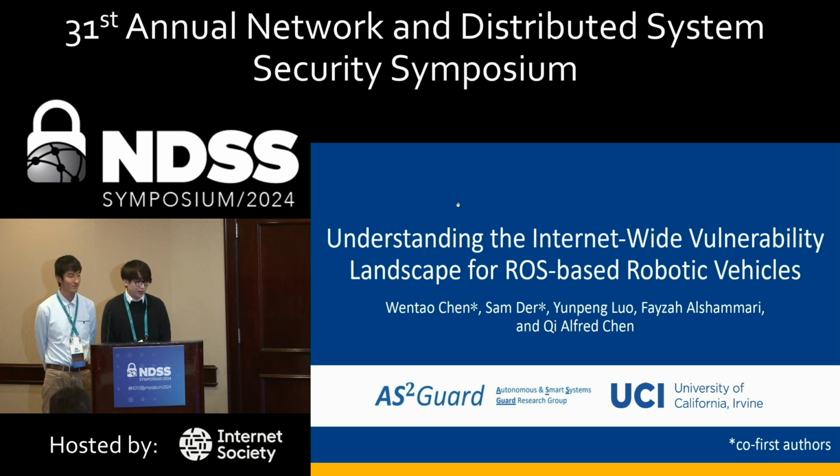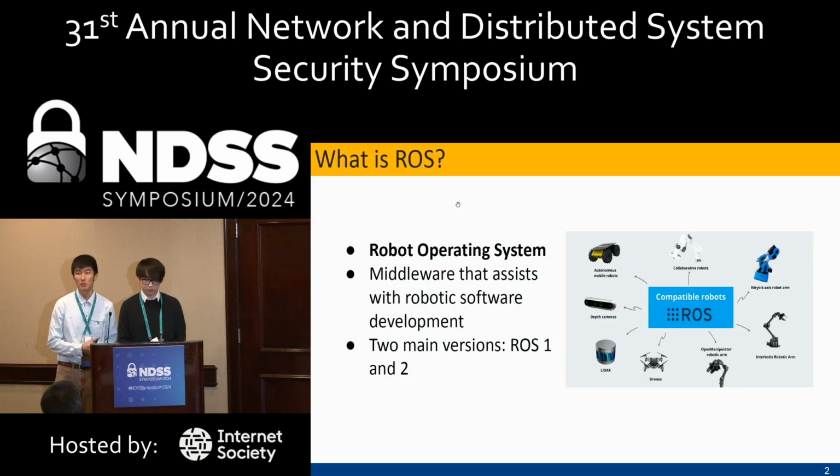Okay, hello. I'm Wentao, as Esmer introduced, and this is Sam as well. In collaboration with Yunpeng Luo and Faisal Shamari, under the supervision of Professor Alfred Chen, we'd like to present our work on understanding the internet-wide vulnerability landscape of ROS-based robotic vehicles. All right, so just a quick overview on ROS. The Robot Operating System is essentially a middleware that facilitates the development of robotic software. Currently there are two major versions, ROS1 and ROS2.